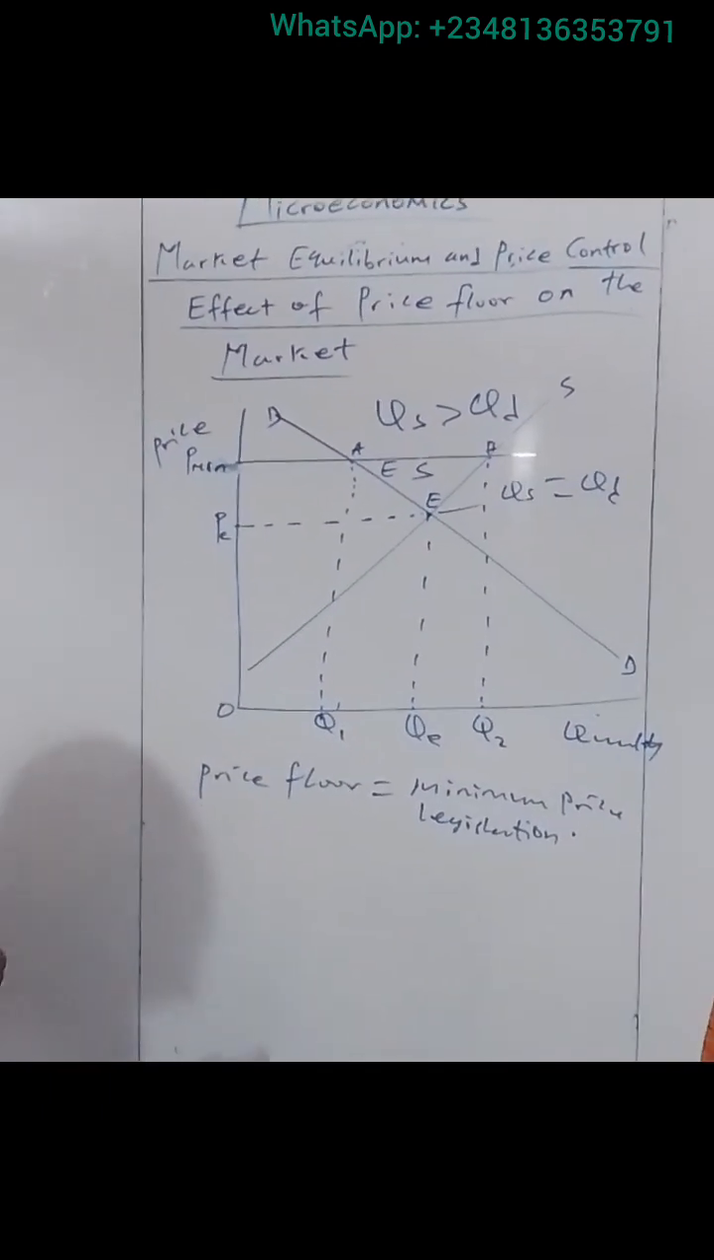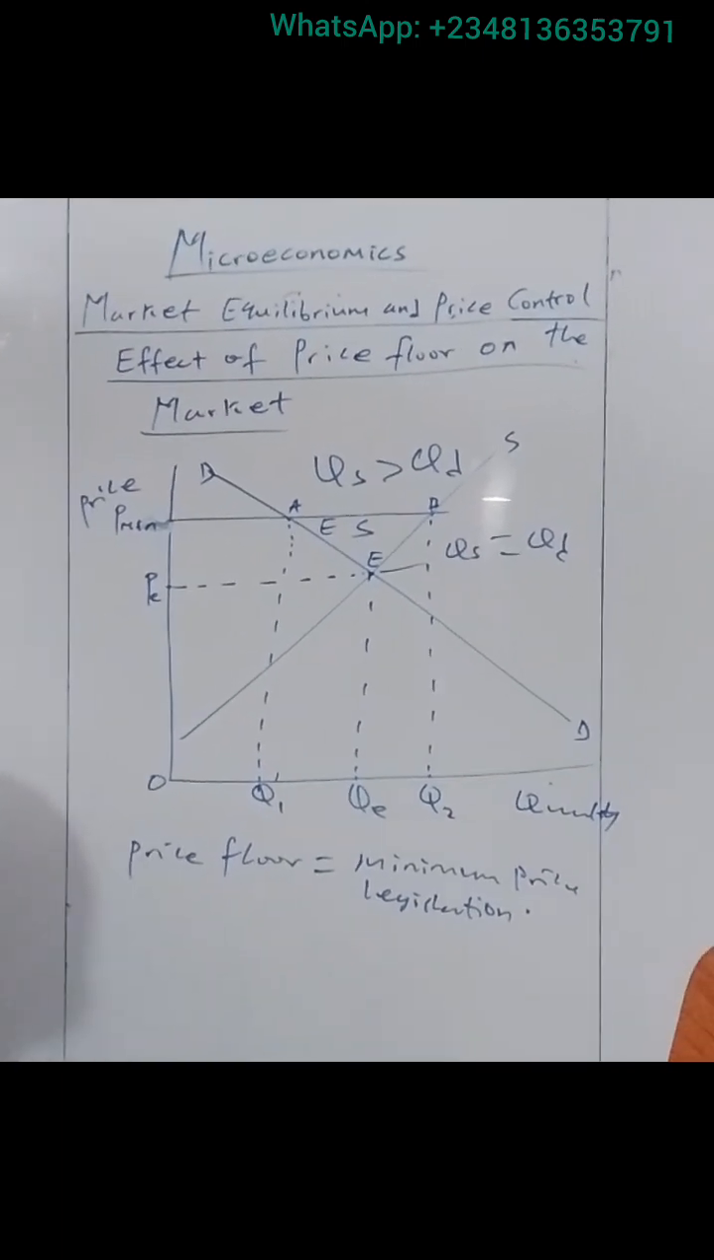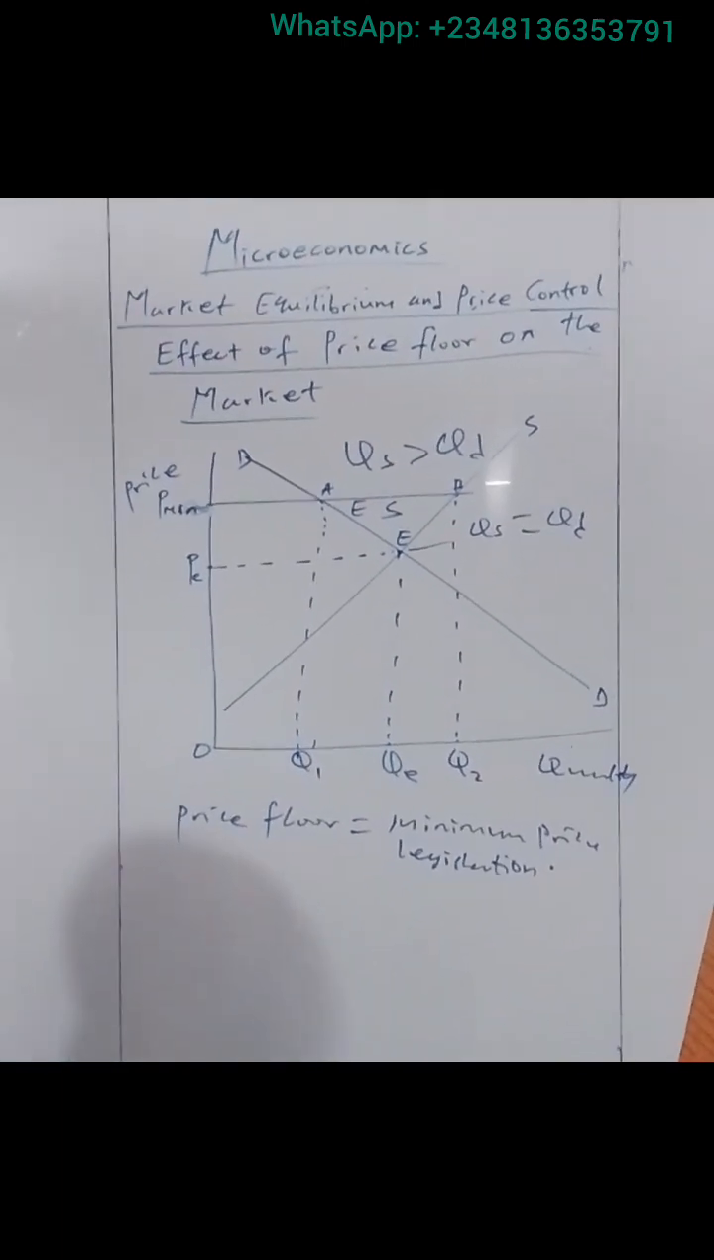So, in summary, the effect of minimum price, or what is known as price floor, on the market is that there is going to be excess supply.